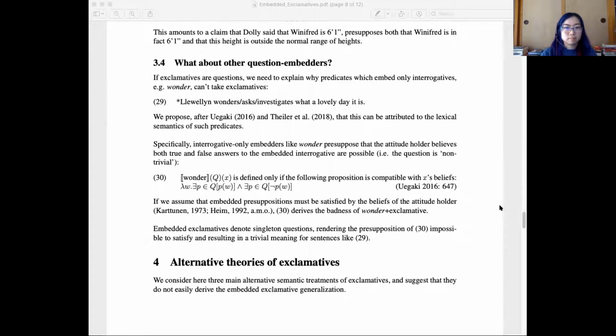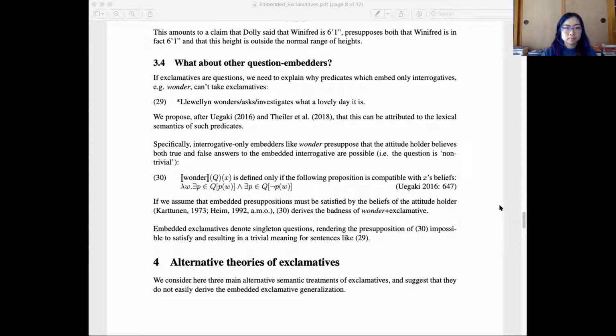Okay, but if exclamatives are questions, we also would like an explanation why it's only responsive predicates that can embed them and not all question-embedding predicates. So for instance, as we've seen, predicates like wonder and ask can't take exclamatives. And we propose, following Uegaki and Tyler et al., that the badness of 29 can be attributed to an interaction between the lexical semantics of such predicates and the meaning of exclamatives.